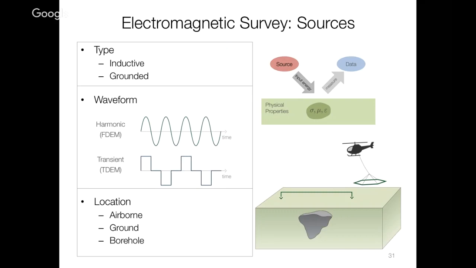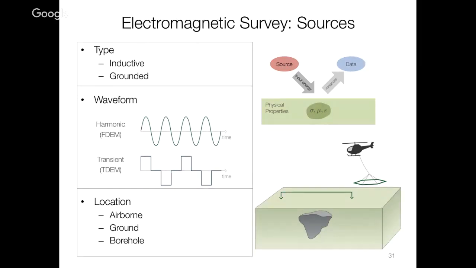So let's try to parse things out a bit, and first look at the sources. Remember, here was our cartoon. We need to have an energy source. Well, what do we have? We could take a loop and put a current in it. That's called an inductive source, because it doesn't have any contact with the ground. The other is a grounded source.